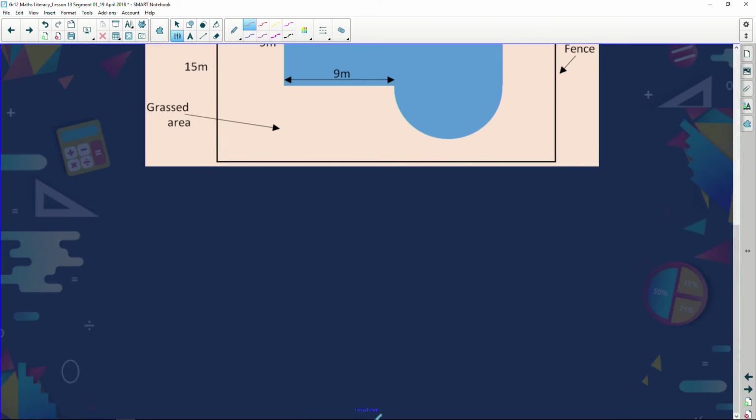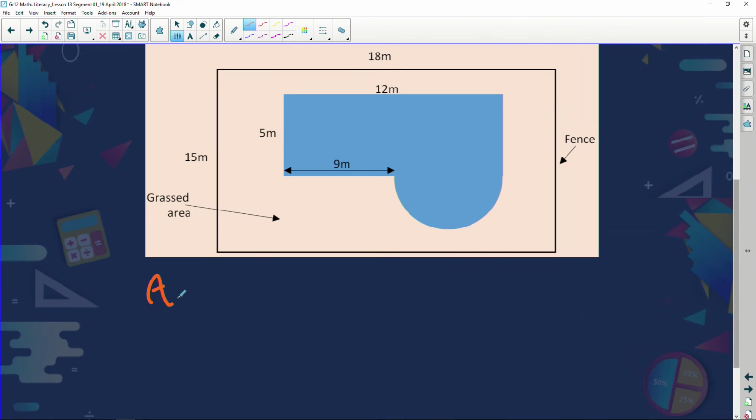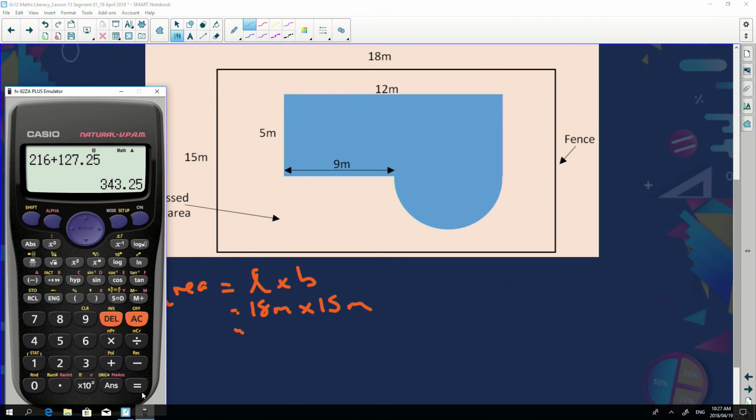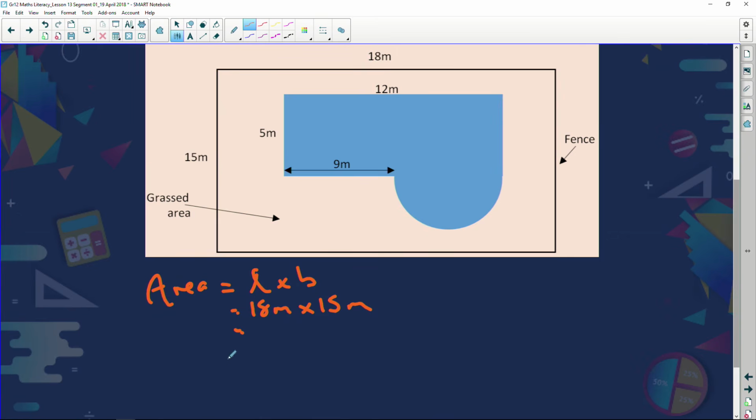I would go ahead and I would say, right, first of all, the area of the whole pool fenced area is going to be length times breadth, because we're dealing with a rectangle. My length is 18 meters and my breadth is 15 meters. We multiply that out and we say 18 multiplied by 15, and I get 270 meters squared.